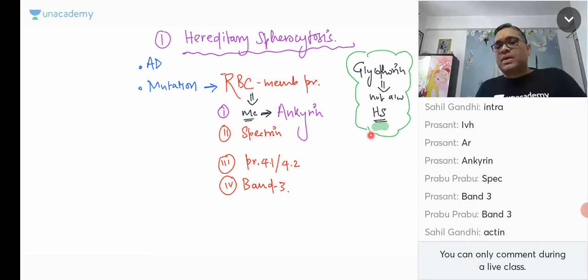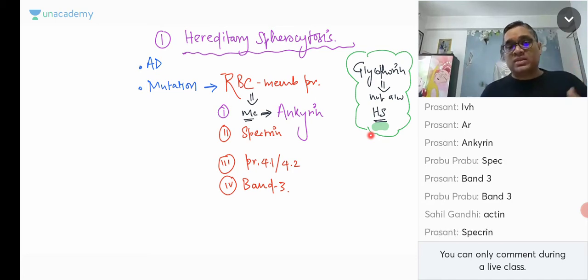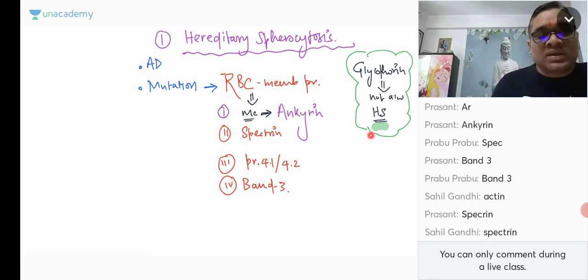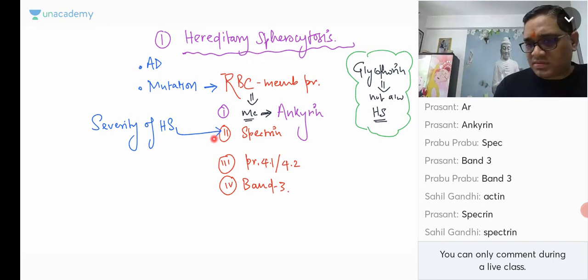Second question, which was asked recently in the JIPMER exam, and was also a NEET question in 2016-17: what is associated with the severity of hereditary spherocytosis? Severity of hereditary spherocytosis is best correlated with, remember, this is a very good question which examiners are asking nowadays. Severity of hereditary spherocytosis is best correlated with spectrin mutation. So now you understood.